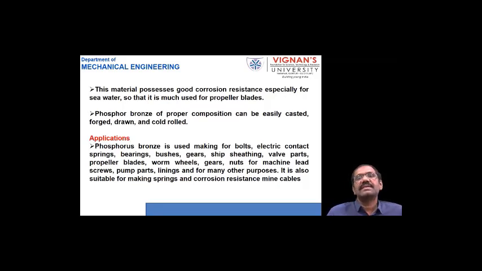Phosphor bronze is used in making bolts, electric contact springs, bearings, bushes, gears, ship sheeting, valve parts, propeller blades, worm wheels, nuts for machine lead screws, pump parts, linings, and for many other purposes. It is also suitable for making springs and corrosion resistant mine cables. So you need not worry. You write 3 to 4 applications. Those are enough. Okay, don't worry.